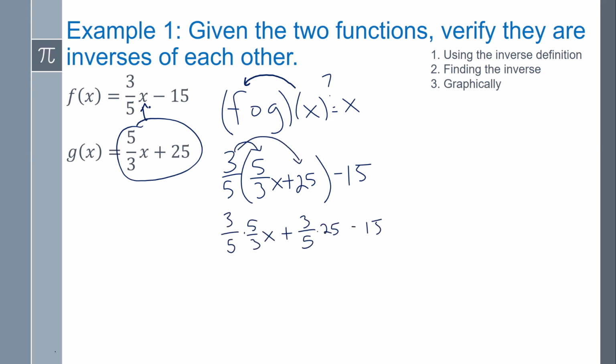So I can distribute the 3/5. That's going to cancel out, and I'm left with x. The 3/5 times 25. The 25 and the 5 will cancel out, and so I'm left with 5. And so you get 15 minus 15, which is just going to be x.